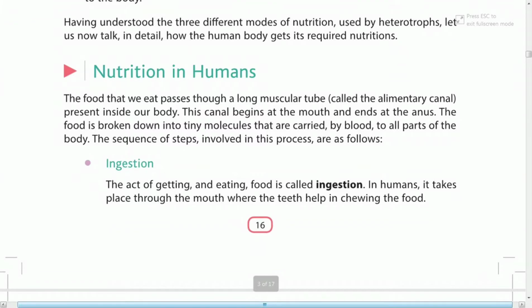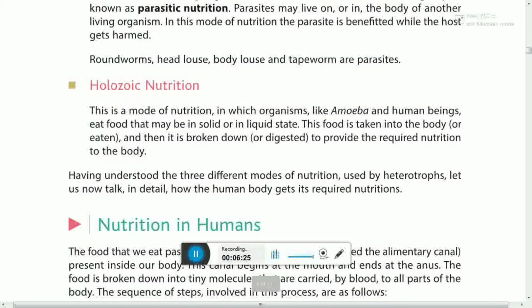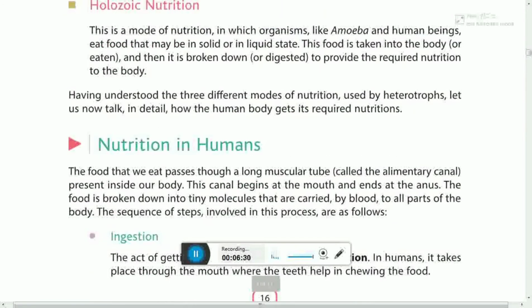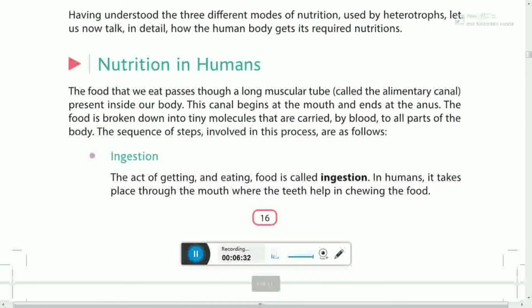Dear student, in previous class I discussed various modes of nutrition in animals. Today I am going to discuss nutrition in humans. Tell how the human body gets its required nutrition. So next is nutrition in humans.